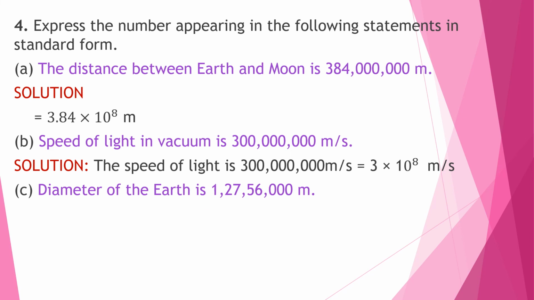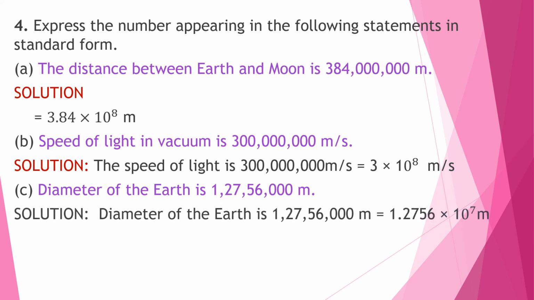Next, diameter of earth is given here in meter. So the standard form is after the first digit put a decimal point, then write the non-zero digits. So 1.2756 into 10 raised to. After the first digit we put the decimal point, then count the number of digits on the right side. There are 7 digits. So 1.2756 into 10 raised to 7 meter.